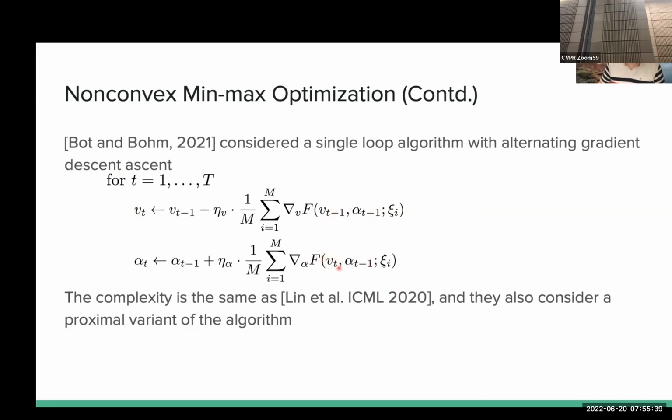So it's actually more challenging to analyze. Yeah, and so it's the alternating gradient descent ascent. And they achieve the same complexity as the gradient descent ascent with two time scale, as Lin et al. at ICML. They also consider a proximal variant of this algorithm, which means that it may not be plain gradient descent. They can allow some regularization, like L1 or L2 norm regularization, such that they have a closed form proximal mapping, and they can handle that case as well.